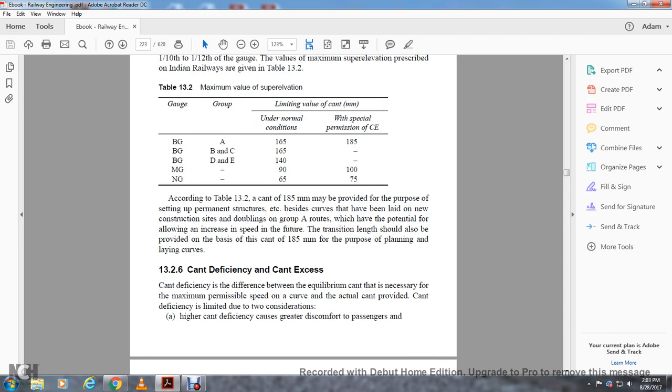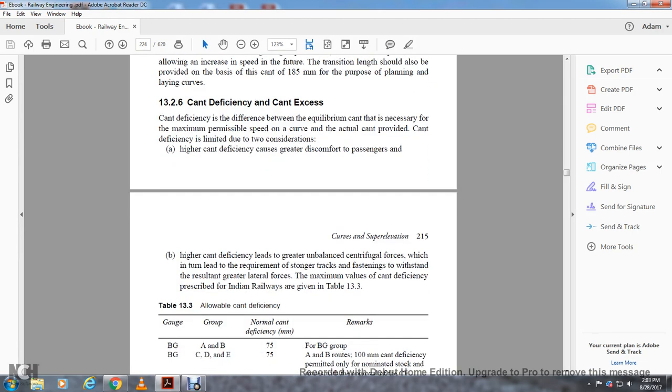13.2.6 Cant deficiency. Cant deficiency is the difference between the equilibrium cant necessary for the maximum speed on the curve and the actual cant provided. Cant deficiency is limited for consideration. Higher cant deficiency can cause greater discomfort to passengers. Higher cant deficiency also leads to greater unbalanced centrifugal force on the turn, which requires stronger track fastenings and results in greater lateral force. The maximum value of cant deficiency prescribed on Indian Railways is given in Table 13.3.